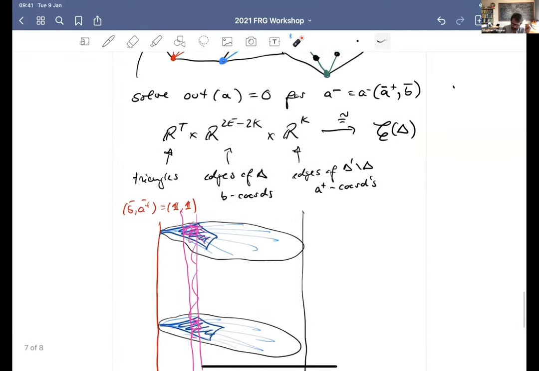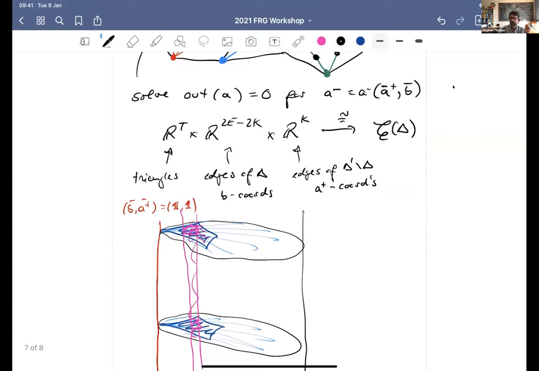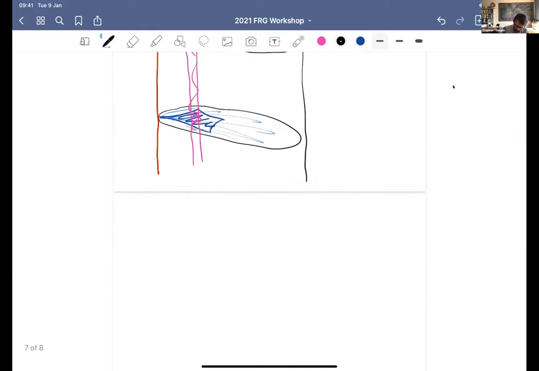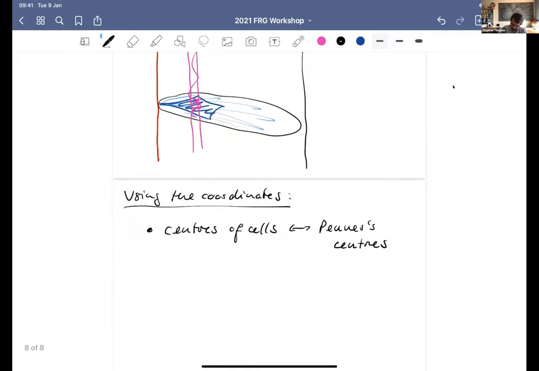Maybe some other things to highlight, because these coordinates are really nice for experimentation and playing around. Using the coordinates, you can define centers of cells, and these are really related to Penner centers. In fact, the centers of the top dimensional cells are all arithmetic groups. But if you go lower down to the other strata, you see semi-arithmetic groups appearing. It's nice to try to study and understand what kind of properties they have.